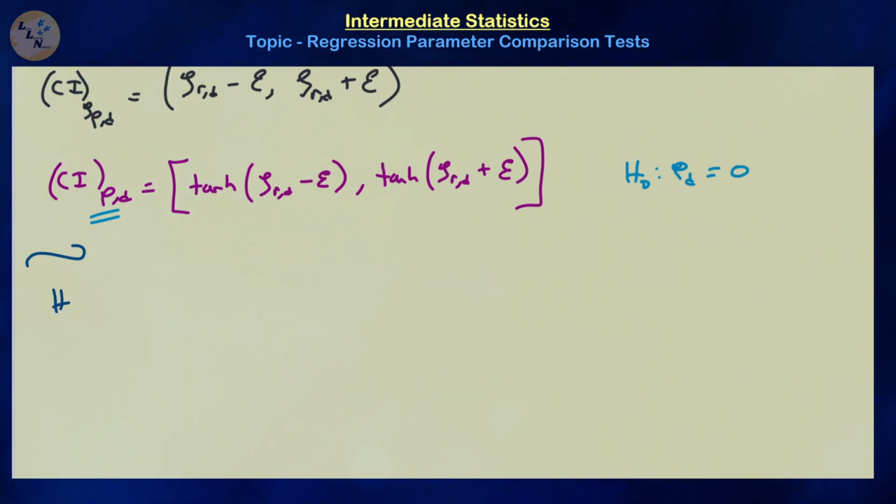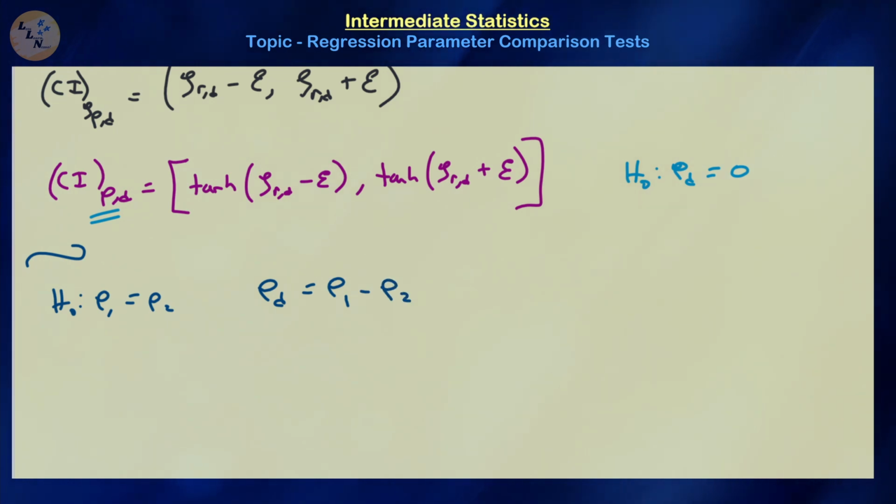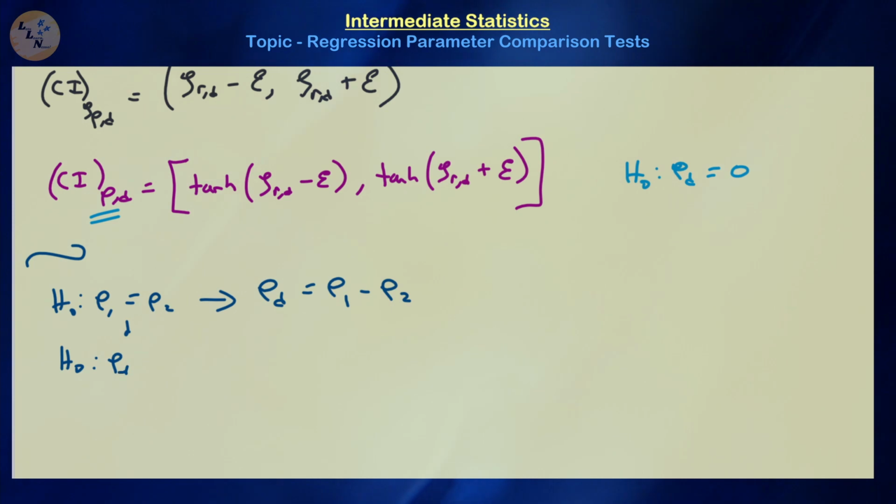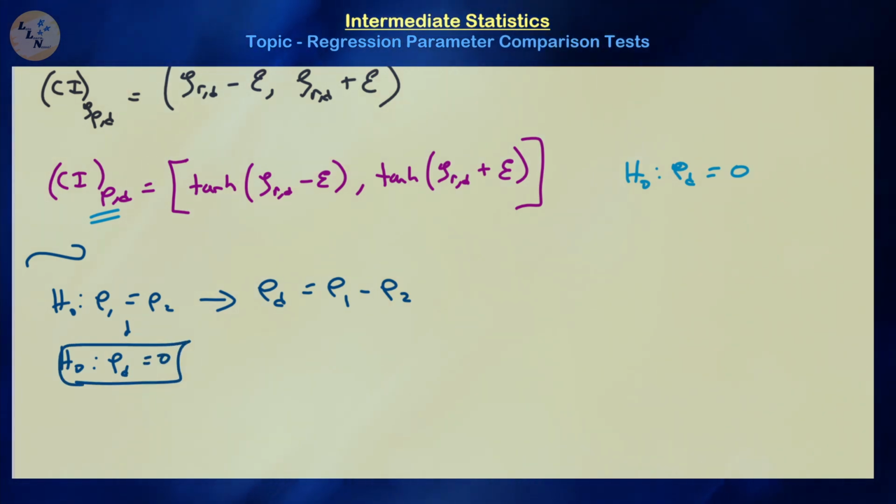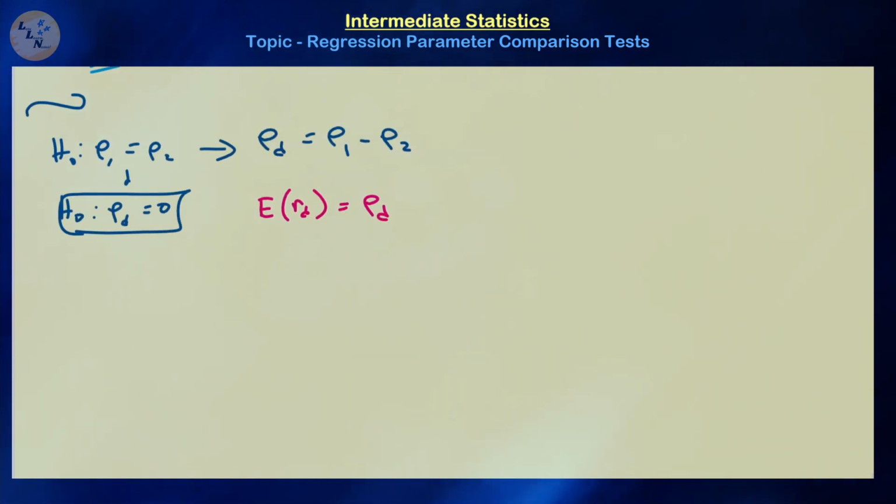So if we're interested in doing, for example, rho 1 is equal to rho 2, then we have to define, for example, rho d to be equal to rho 1 minus rho 2. Right? So that will turn this hypothesis into rho d is equal to 0, and that means we need to approximate rho d with rd. And one should be able to show that the expected value of rd actually equals rho d. That means it's an unbiased estimator for that particular parameter.